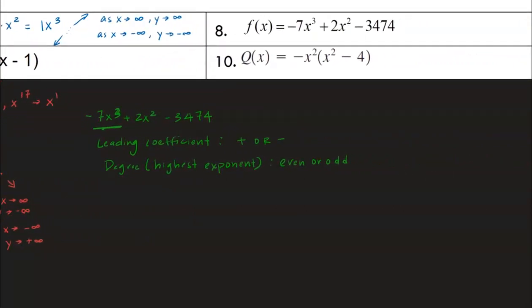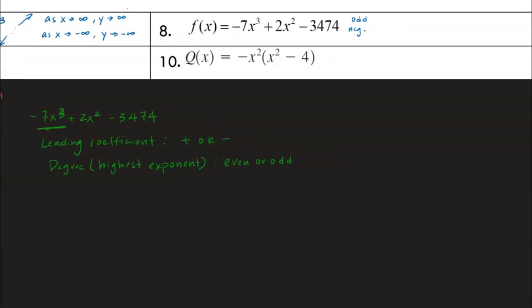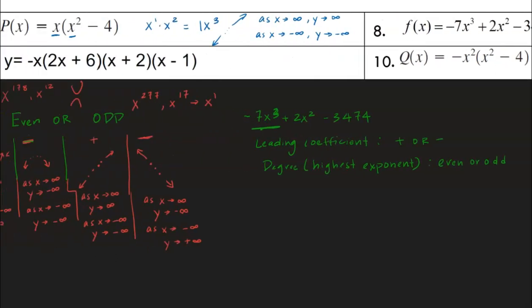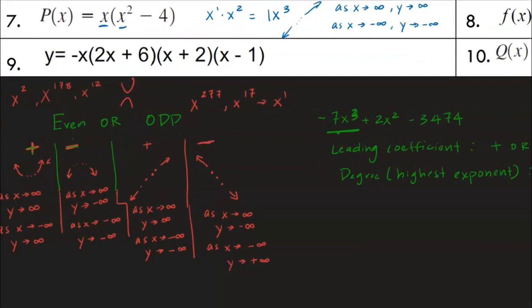For this one, x cubed, that's going to be odd, like a linear function, and has a negative slope. So it's going to look like bam, bam, bam. Kind of like that. So as x approaches positive infinity, y approaches negative infinity. And as x approaches negative infinity, y approaches positive infinity. Okay?